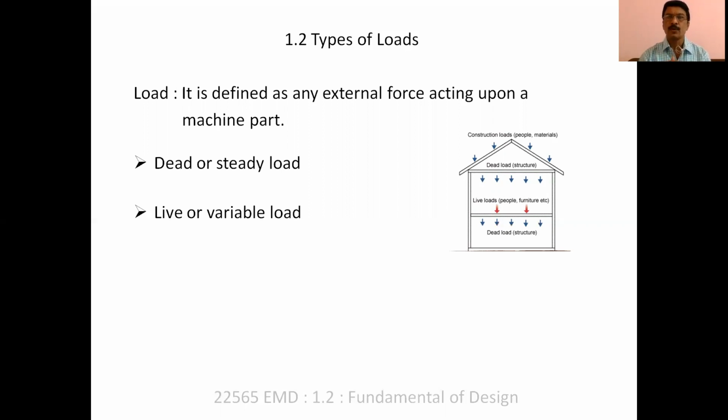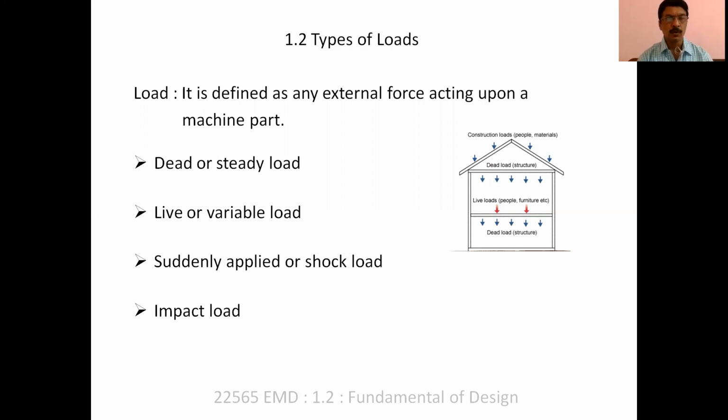Okay. Now what is live or variable load? In our lathe machine, the headstock and the carriage are moving parts, so that can be a variable load or live load. If you just observe the figure, you will find that the structure is dead load, and people and furniture are the live load in our simple example.